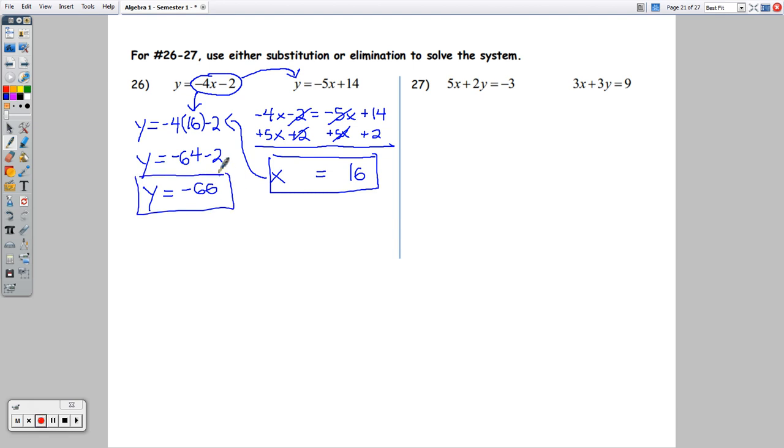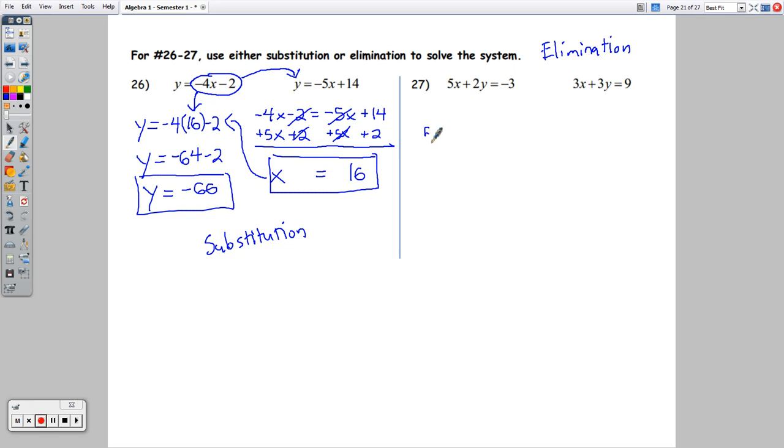Great idea whenever you can to check your answers, plug them back in. We know it's going to work in this one. If you plug 16 into this one, you'd have negative 80 plus 14. That would equal negative 66 as well. So substitution worked best, I would say, over here. This one I think though is a good elimination problem. So elimination I think is going to work well, work a little more quickly on this other one.